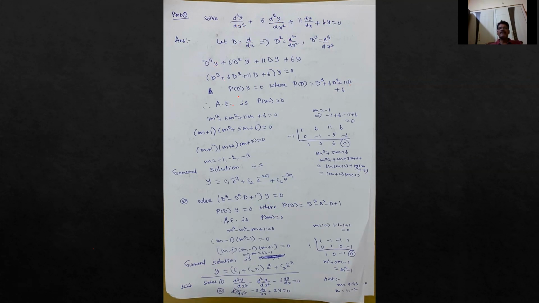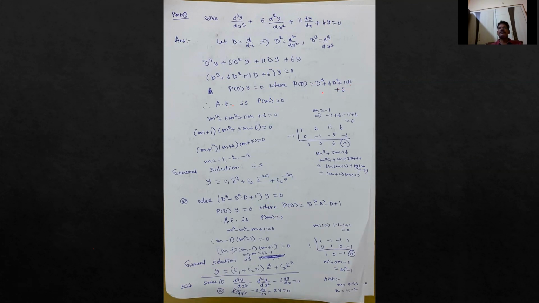So now we can write like this. Here Q(x) is 0. This is a linear differential equation with constant coefficients, and P(D) of y equals 0. What is P(D) here? D cube plus 6 D square plus 11 D plus 6. So first we have to find the auxiliary equation. What is the auxiliary equation? It is P(m) equals 0.